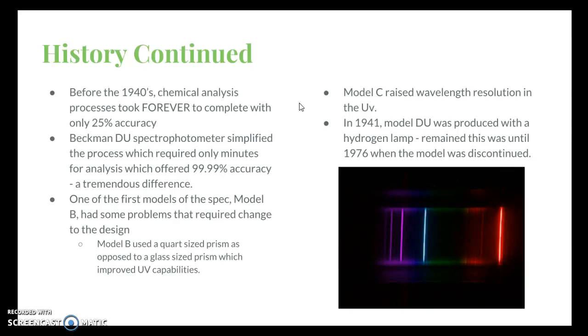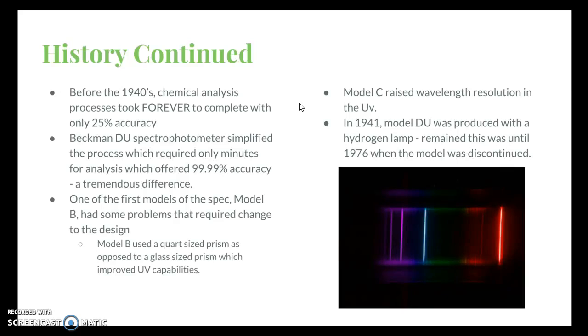As we continue, before the 1940s, chemical analysis through the same process, which was much, much harder, was only about 25% accurate, and it took forever to complete. We're talking days, weeks, months, maybe not years, but a pretty long time. Beckman's DU spectrophotometer, which was his final model, took minutes to complete and was 99.99% accurate, an incredible difference over the 25% for the chemical analysis they used to do.